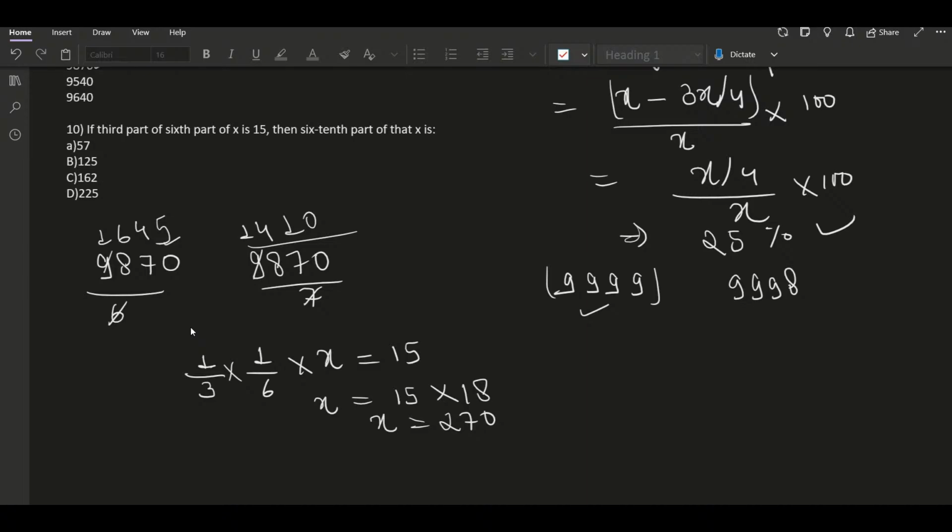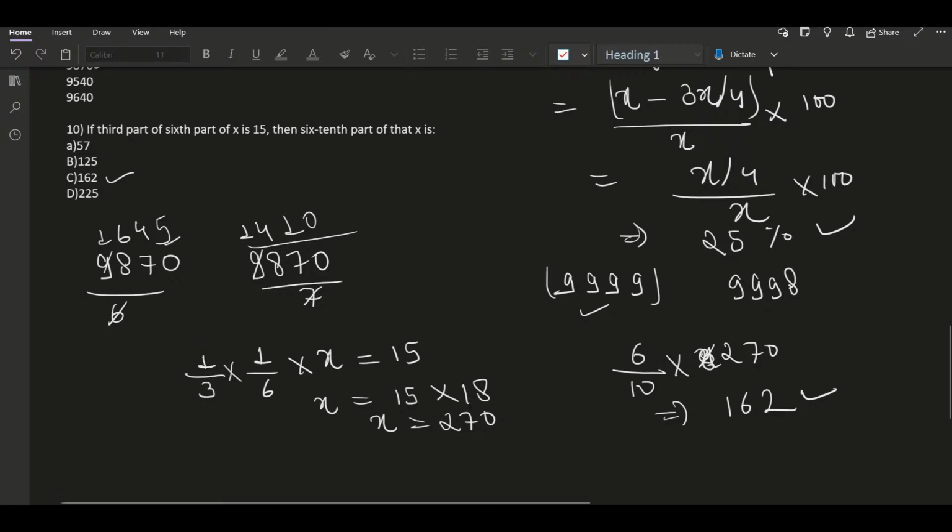So once we have got the x value, what we have to do is find the 6 by 10th part of x. So 6 by 10th means 6 by 10 into the value x. So x is now replaced by the value 270. Now we can easily find the value, that is 162 will be our answer in this particular case. So this is the MCQs part I have discussed.